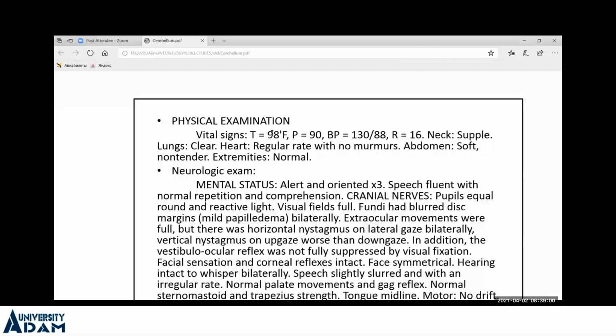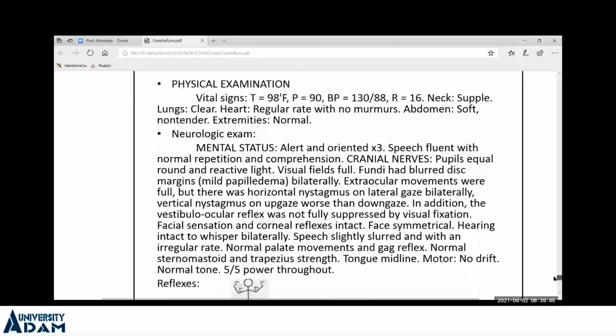Neurological examination. Mental status: alert and oriented, speech fluent with normal repetition and comprehension. Cranial nerves: pupils equal, round, and reactive to light, visual fields full, but there were blurred disc margins bilaterally. Extraocular movements were full, but there was horizontal nystagmus on lateral gaze bilaterally, and vertical nystagmus on up gaze, worse than down gaze. In addition, the vestibulo-ocular reflex was not fully suppressed by visual fixation. Facial sensation and corneal reflexes intact, face symmetrical, hearing intact to whisper bilaterally. Speech slightly slurred and with an irregular rate.